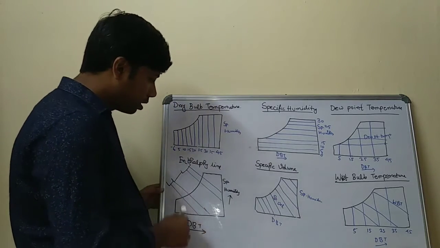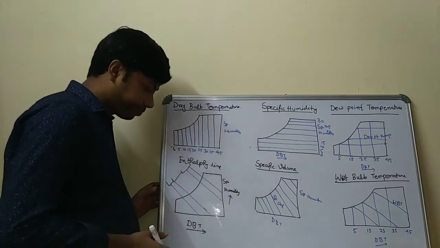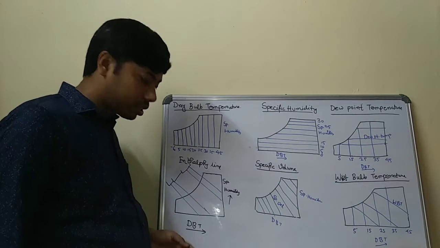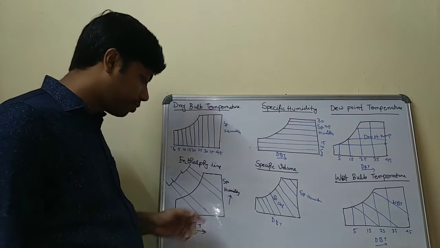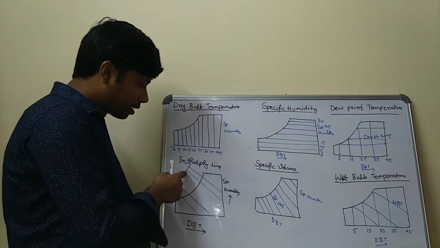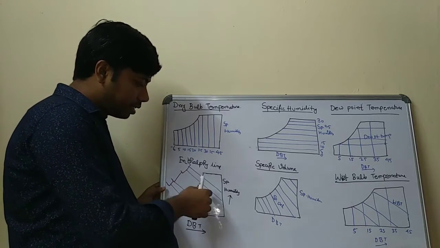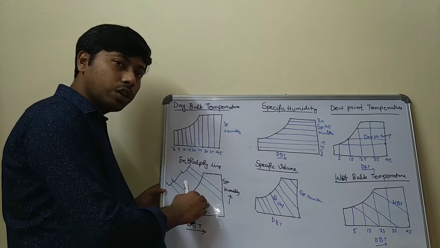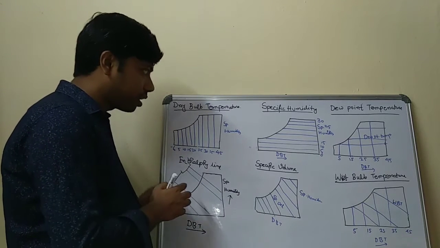Okay. Now similarly, if you draw the enthalpy line on the dry bulb temperature and specific humidity plot, this is the dry bulb temperature and this is the specific humidity. Now the enthalpy lines are here. These are the inclined lines, which are basically parallel to the wet bulb temperature lines. So these are the enthalpy lines.